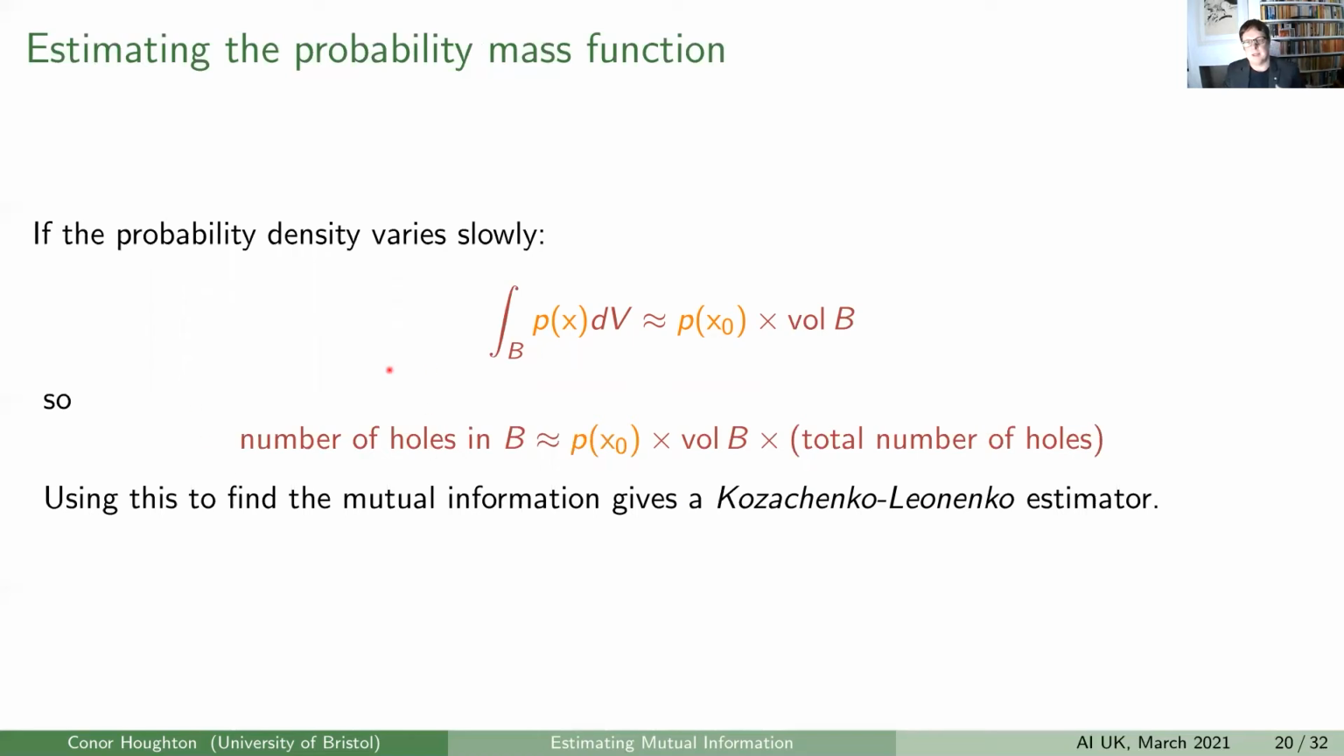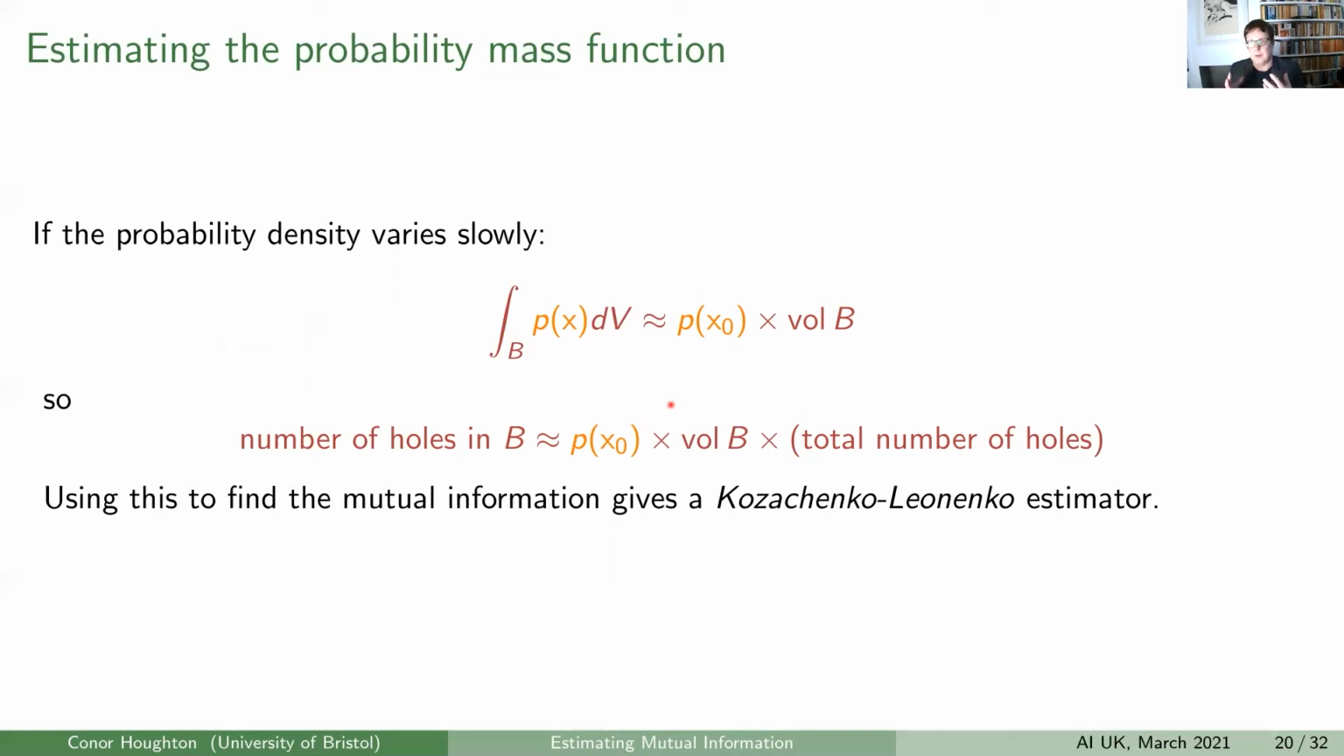Similarly, we can estimate the expected value of the number of holes in a region just by the number of holes in the region. So the number of holes in the region estimates the expected number of holes in the region, and that in turn is estimated by the probability density at a point in the region, multiplied by the volume, multiplied by the total number of holes. And so if you take all the red stuff on the right-hand side there, divide across by it, that gives you an estimate for the probability density.